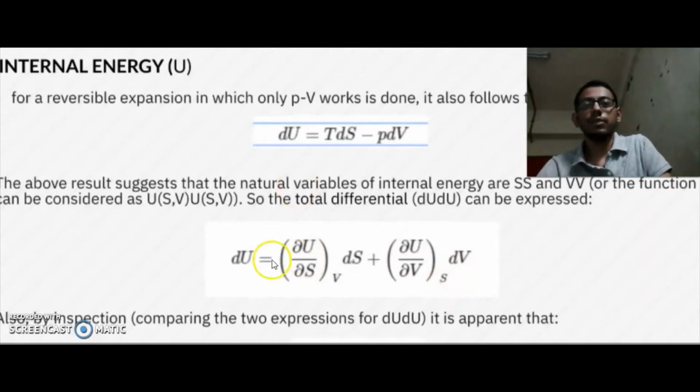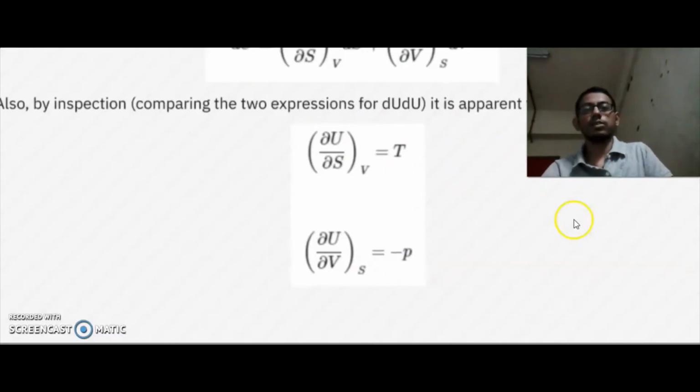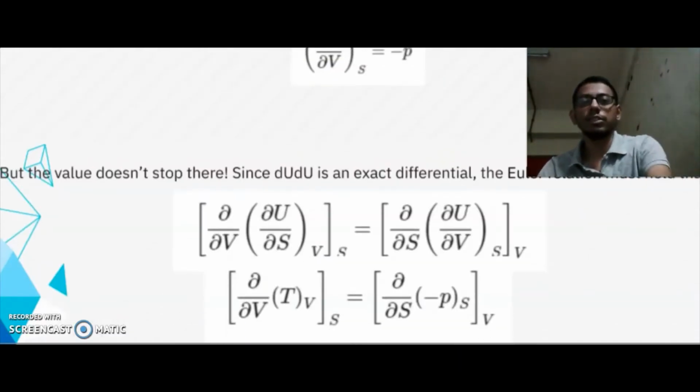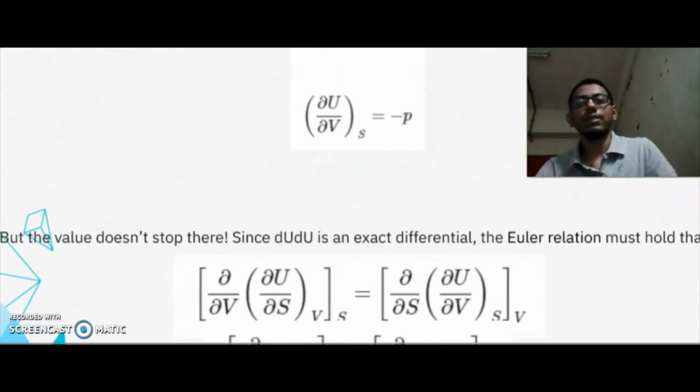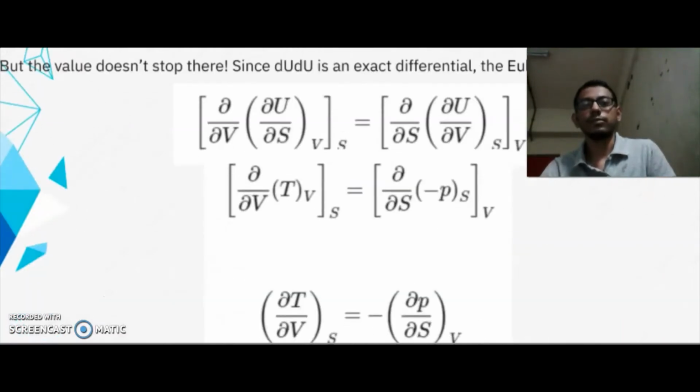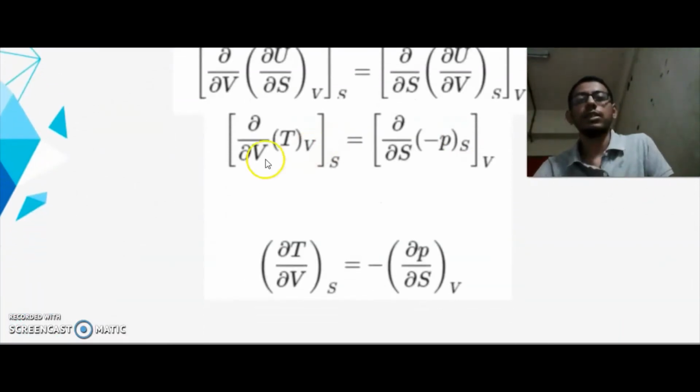As you can see here, this one will equal temperature, while this value will equal negative pressure. So if you partially differentiate this one over dV, and you partially differentiate this one over dS at constant V, you will get this equation. As you can see, the left hand sides are equal to each other. That means the right hand sides will be equal to each other, as you can see here. So the partial differential of T over partial differential of V at constant S equals the negative of the partial differential of pressure over entropy at constant V.